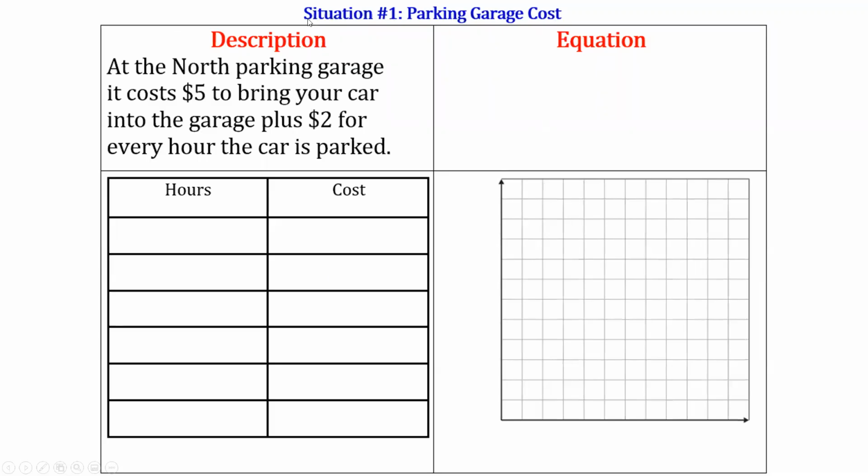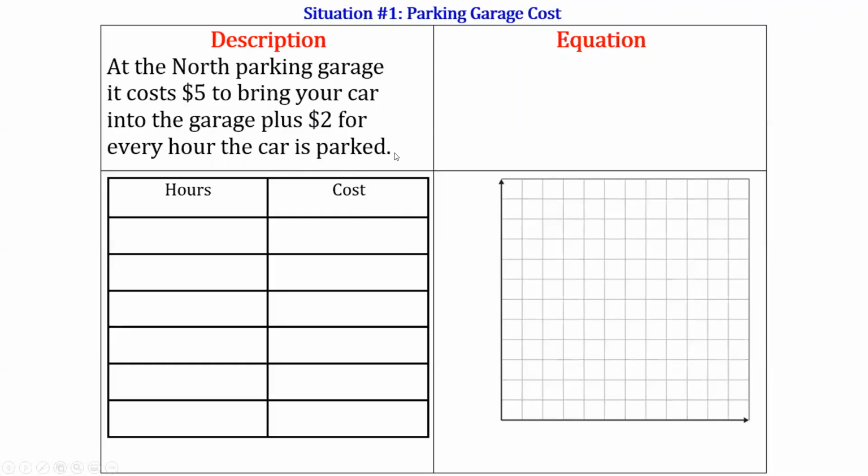So what I'm going to do is go over four different problems, one of each type, and then that's going to leave six of them for you to do on your own. We're going to begin with situation number one, which is about a parking garage cost. What they give us is a description, which is just basically a sentence or two about the situation. This one says, at the north parking garage, it costs $5 to bring your car into the garage, plus $2 for every hour the car is parked.